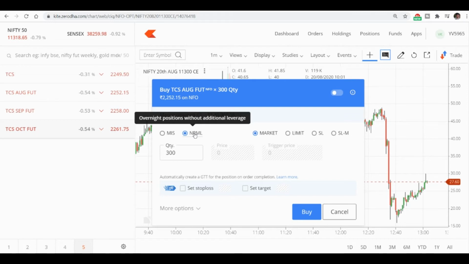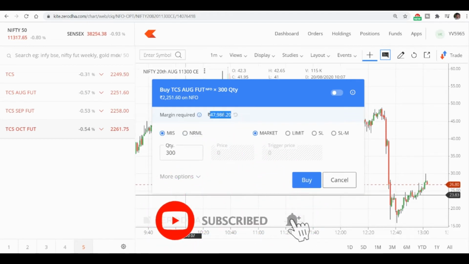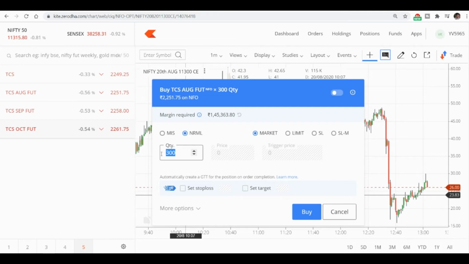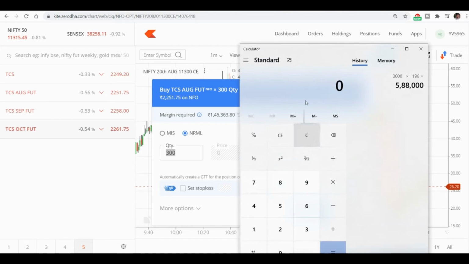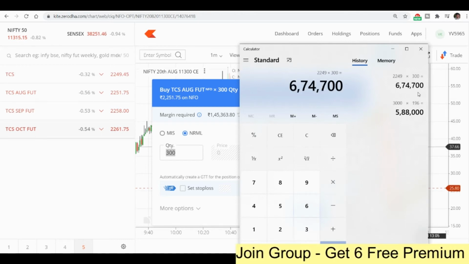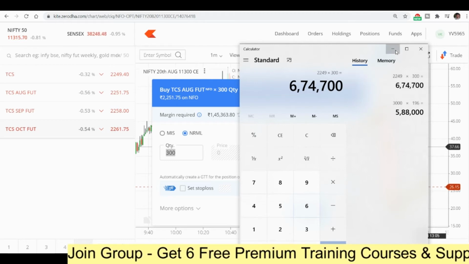That's not an issue. But you can see the margin difference here. For MIS you just need 47,000, but in NRML you need 1,45,000. This is the margin. Since you are carrying it, you need additional money. If you see the kind of leverage, if you want to buy 300 TCS stocks, we will calculate how much you need in CNC. The price is 2,249. The quantity is 300. So you might need 6,47,700. That is 6 to 7 lakh worth of stocks can be bought with the money of just 1.45 lakhs.